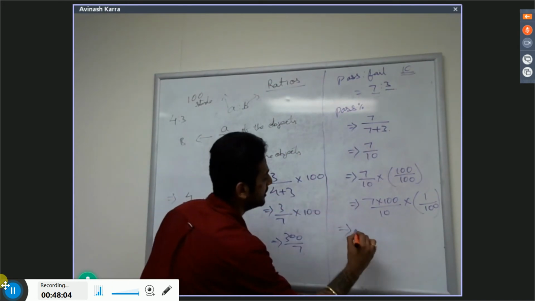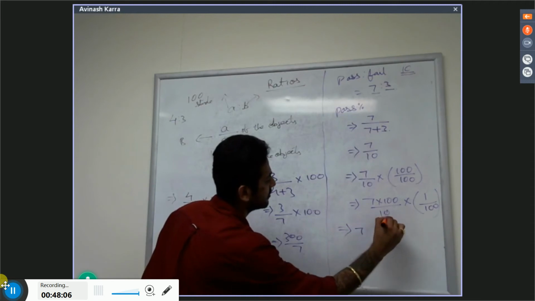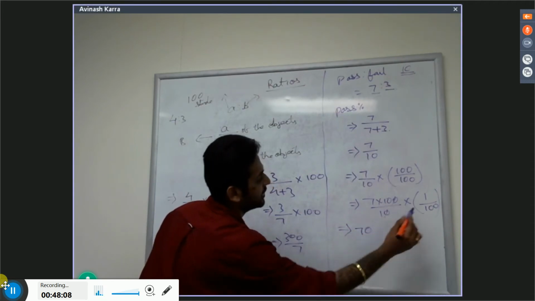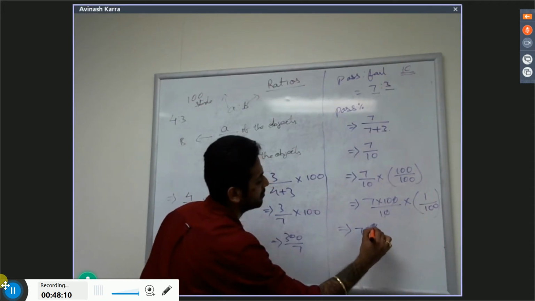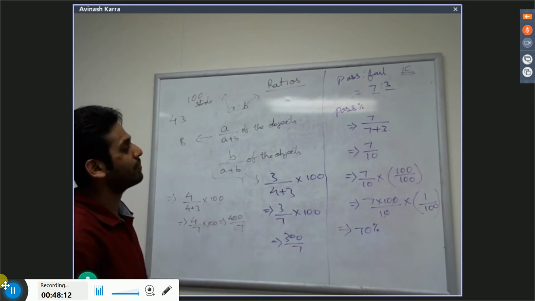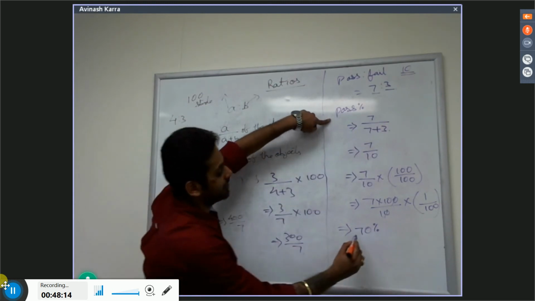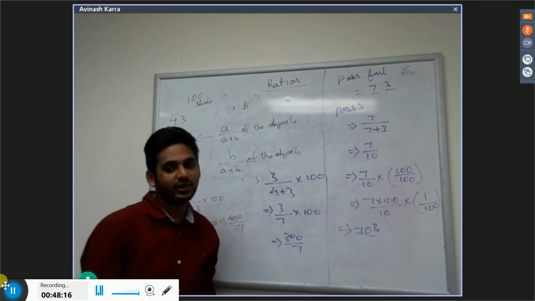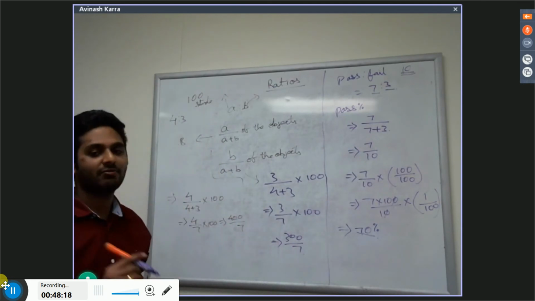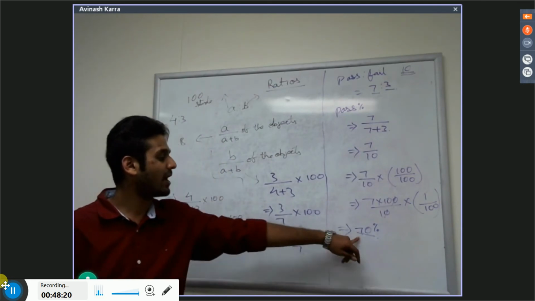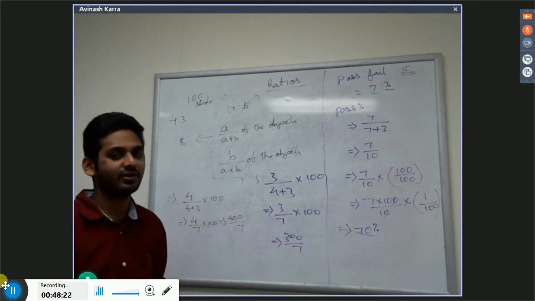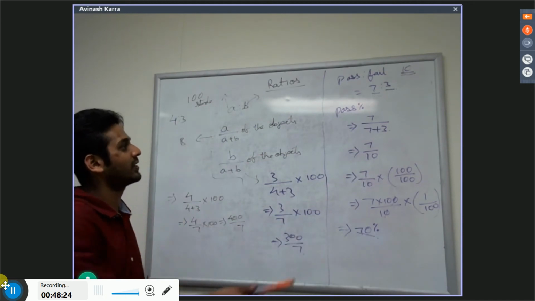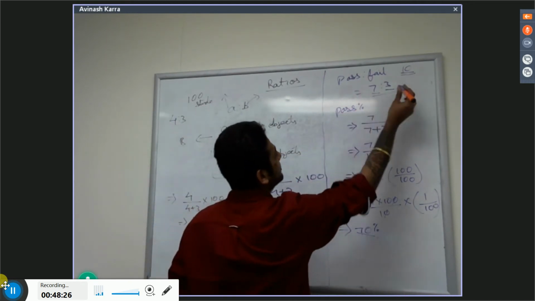It's nothing but 70. And what is 1 by 100? Percentage. So what is the pass percentage? 70%. So if you take it for 100 attempts, for every 100 times, he will pass 70 times and he will fail 30 times. That is what the question is.